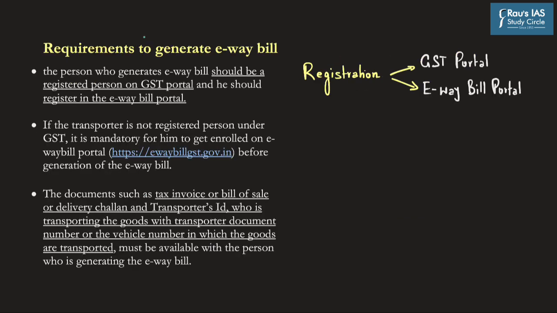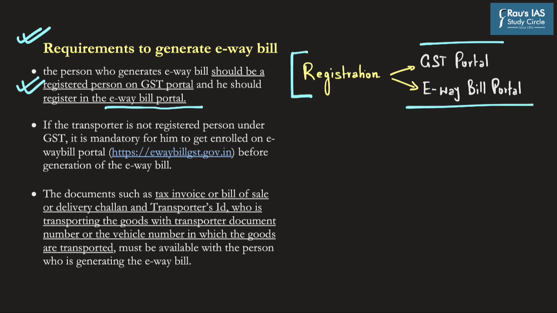Now the next aspect is regarding requirements to generate the e-way bill. So it says that a person who generates e-way bill should be a registered person on GST portal, and he should also register on the e-way bill portal. So the registration is mandatory for GST portal and also for the e-way bill portal. It then says that if the transporter is not a registered person under GST, then it is mandatory for him to get enrolled on the e-way bill portal. So it also provides for another option. Say if a transporter has not registered themselves under the GST portal, then in such situation, registration under the e-way bill portal becomes necessary.